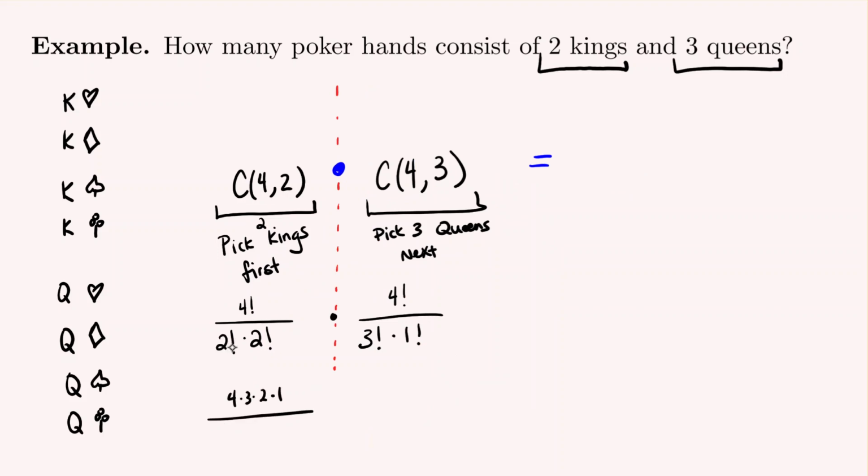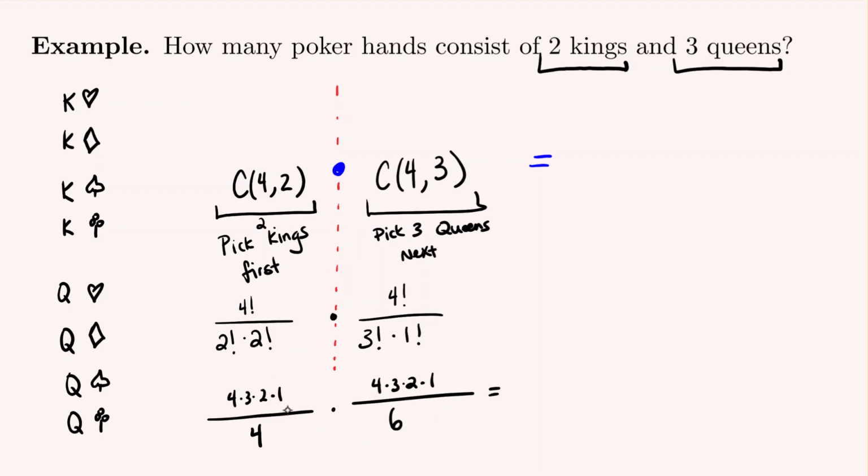Now 2 factorial is 2 times 1. 2 times 2 is actually 4, so I'm simplifying this as we go. 3 factorial is 3 times 2 times 1. 1 factorial is 1 times itself. So we have 3 times 2 times 1, that's times 1, which is actually 6.